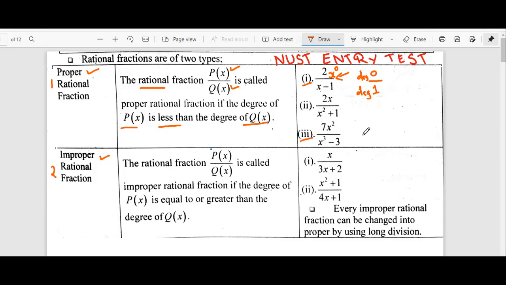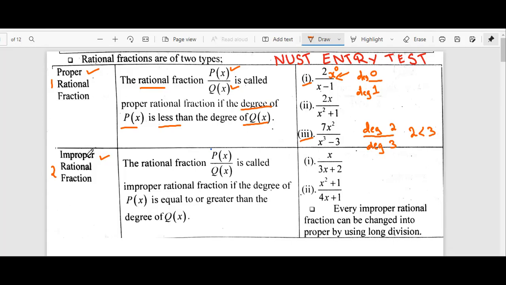Let's talk about this third example. Here, the numerator is x square, so the degree is going to be 2. And if we talk about the denominator, we have x cubed minus 3, so the degree would be 3. So again, since 2 is less than 3, since the degree of numerator is less than the degree of denominator, this means that it is a proper fraction.